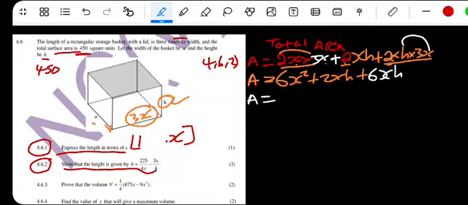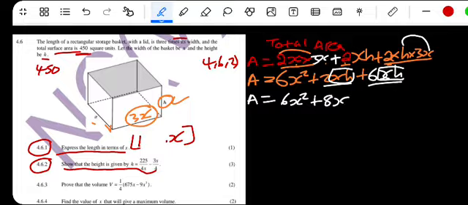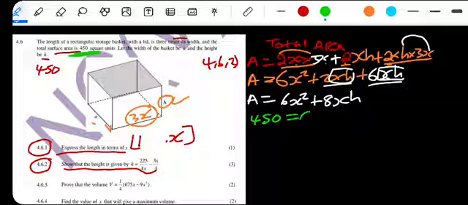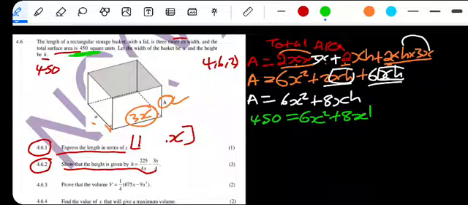Let's go. These guys, they are the same. We have 6x squared. We have xh. So 2 plus that will be plus xh. We have 8xh. That is what we'll have. But we have given this to be 450 surface area there. When you substitute, 450 will be equal to 6x squared plus 8xh, like that.